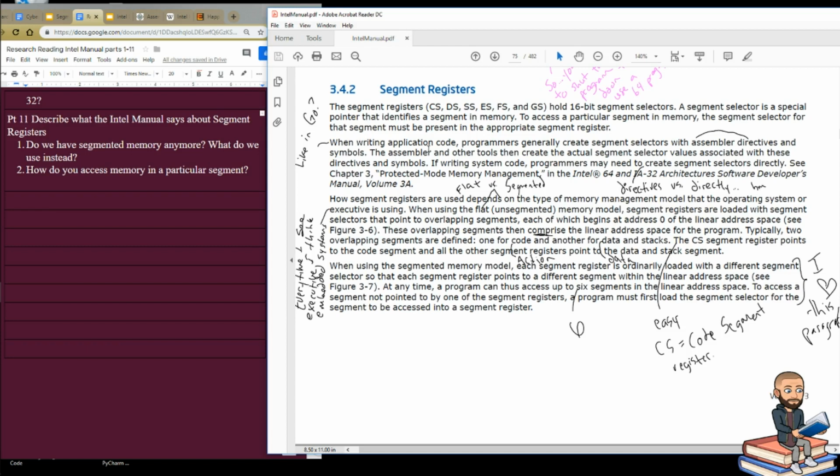Now, when writing application code, programmers generally create segment selectors with assembler directives and symbols. The assembler and other tools then create the actual segment selector values associated with these directives and symbols.